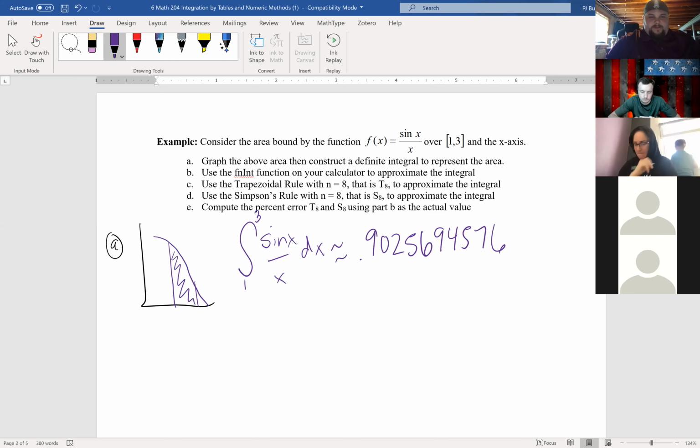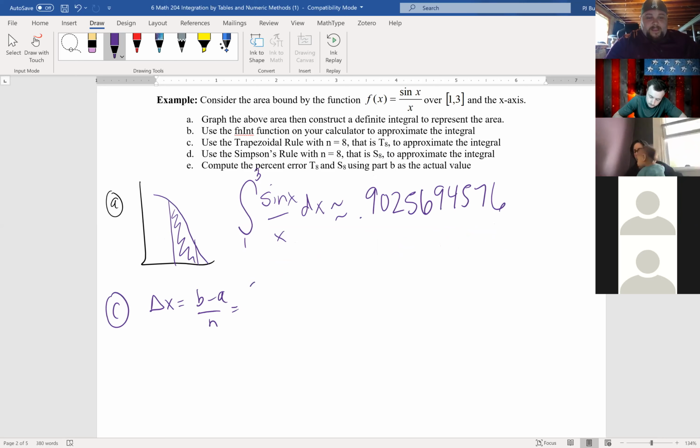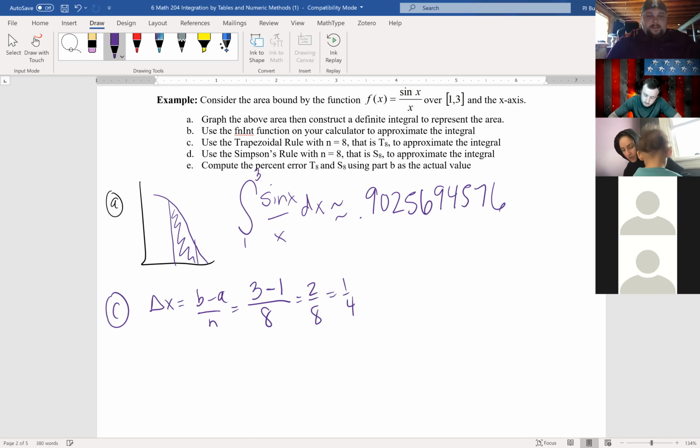Now it asks us to use the trapezoidal rule. So trapezoidal rule, n equal 8. So first off, we need to find delta x. That's b minus a over n. B is equal to 3, a is equal to 1, and n is equal to 8. Those are the bounds, and then the number of trapezoids that we're using. So we have 1/4 for delta x.